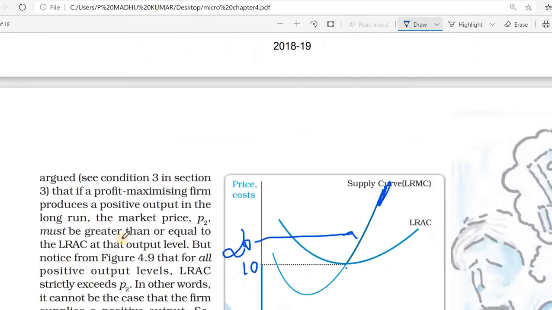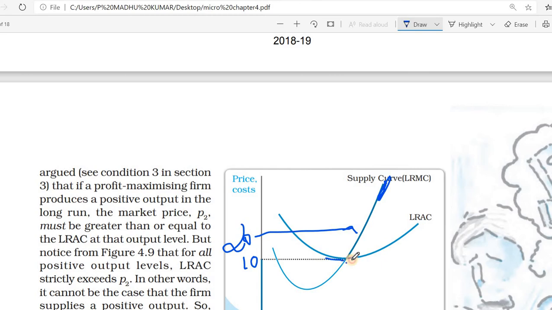Okay, in the long run also the same. This point is the break-even point. Break-even means LRMC cuts the LRAC curve at this point. This is the break-even point, and above this one is supernormal profit. Below this one is the shutdown point.